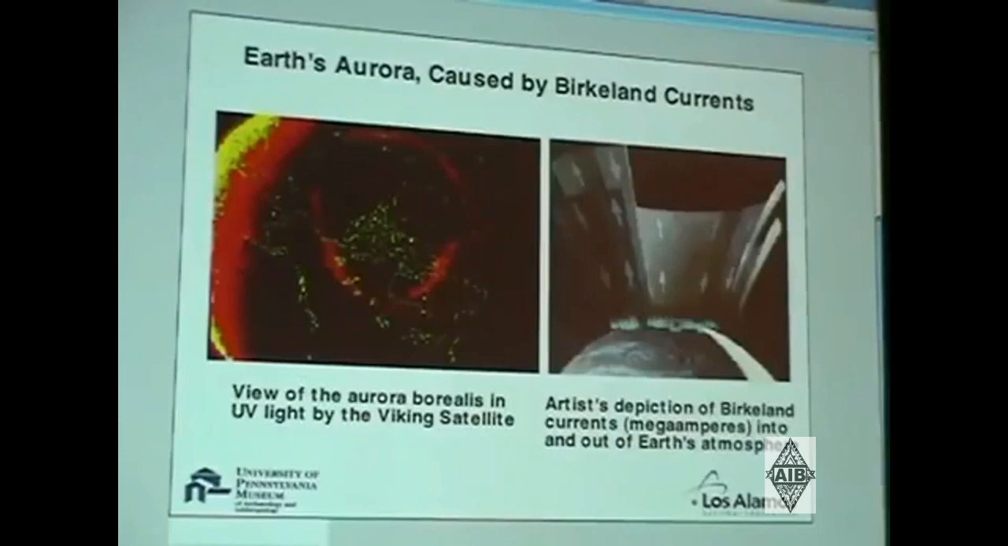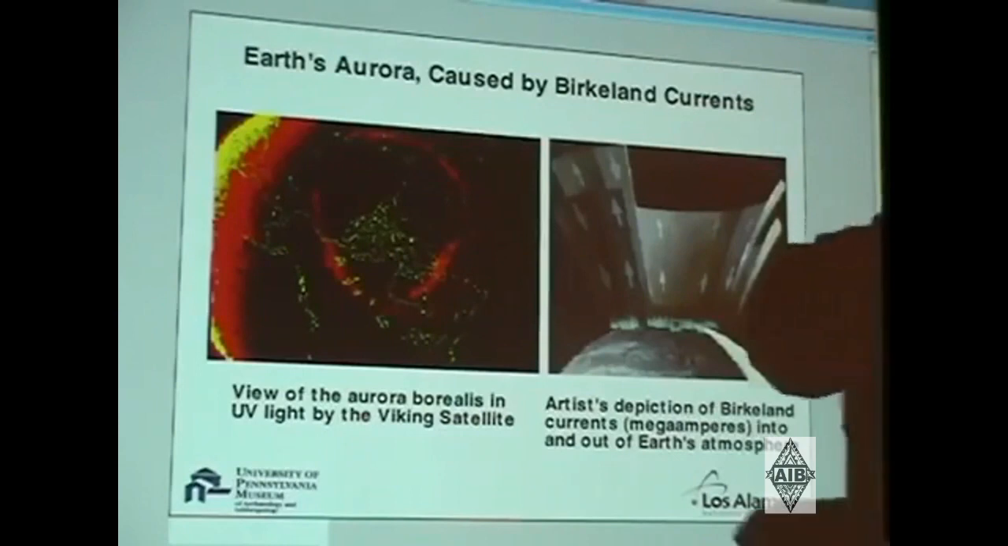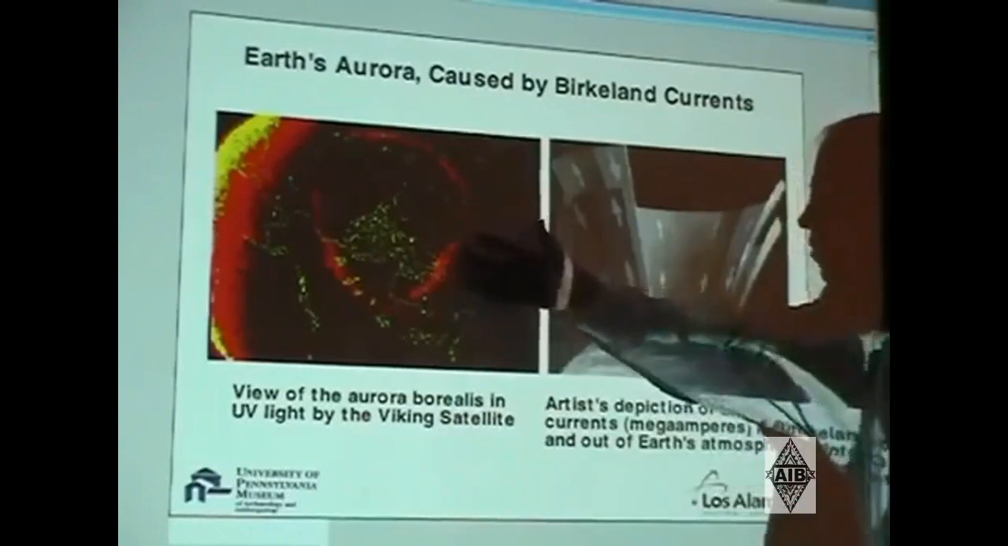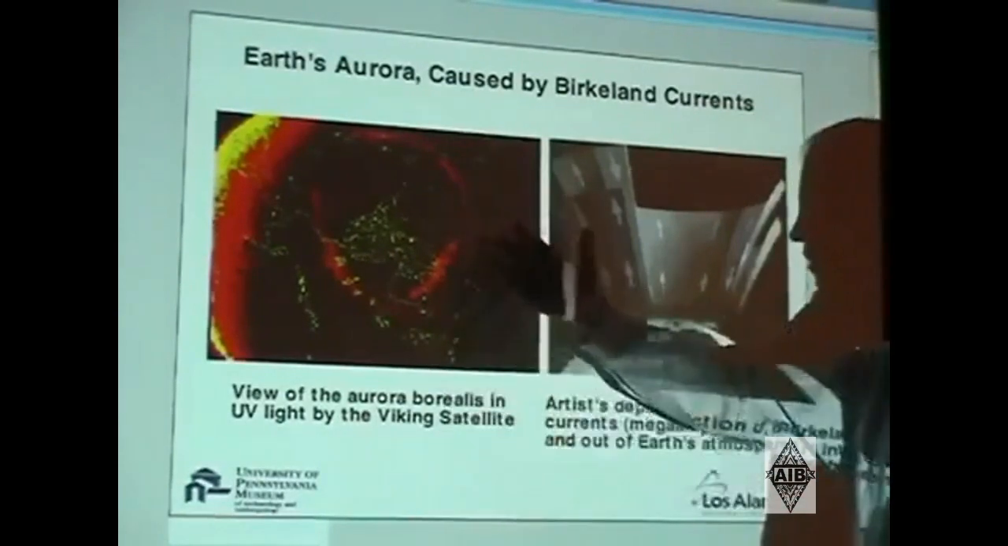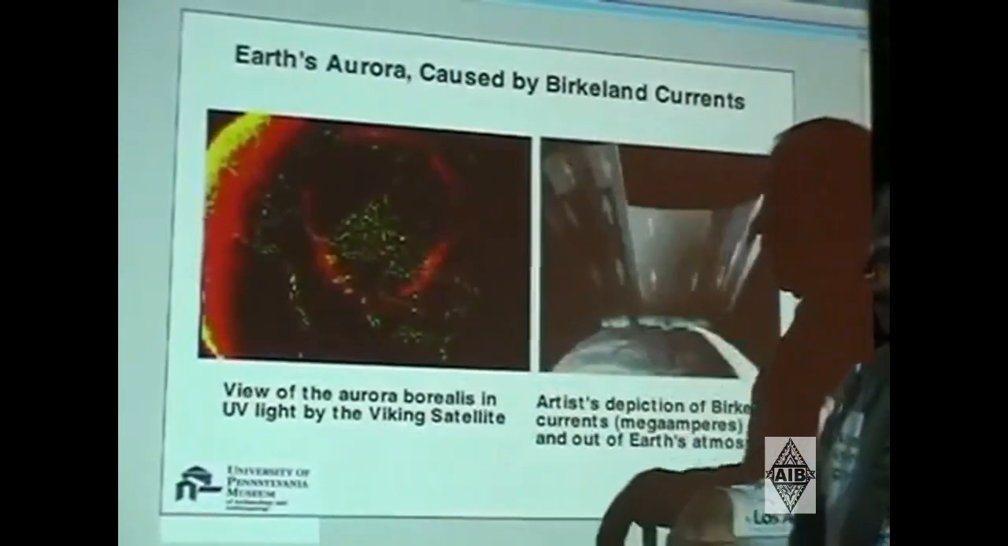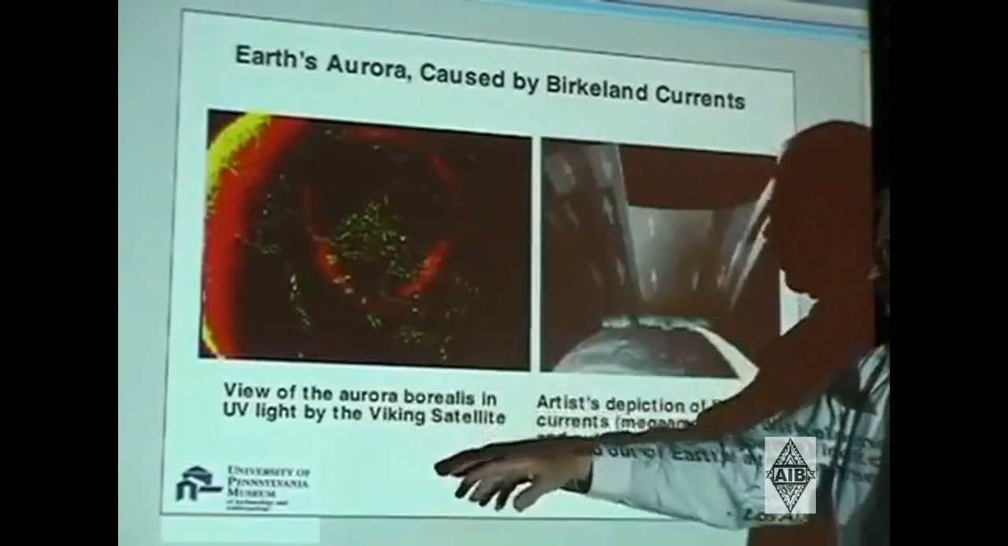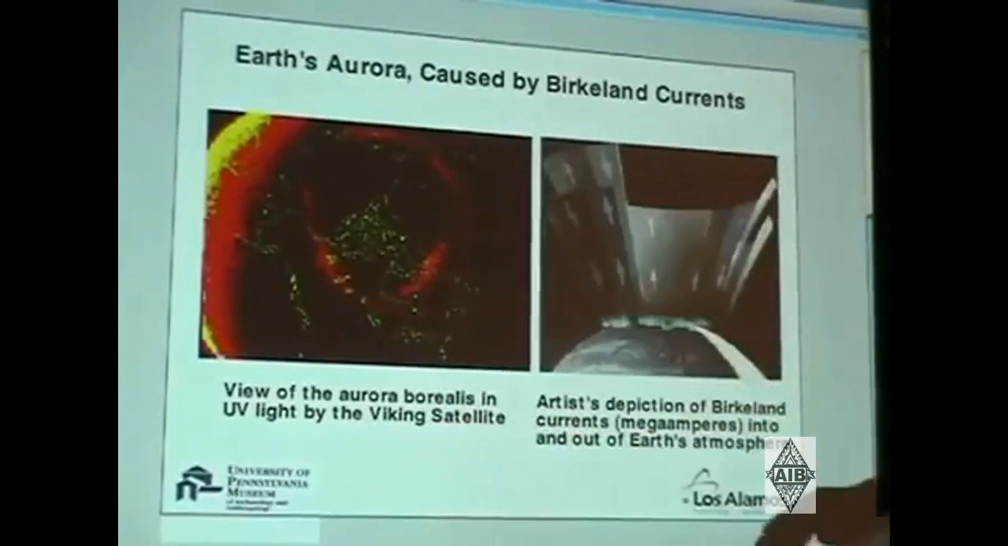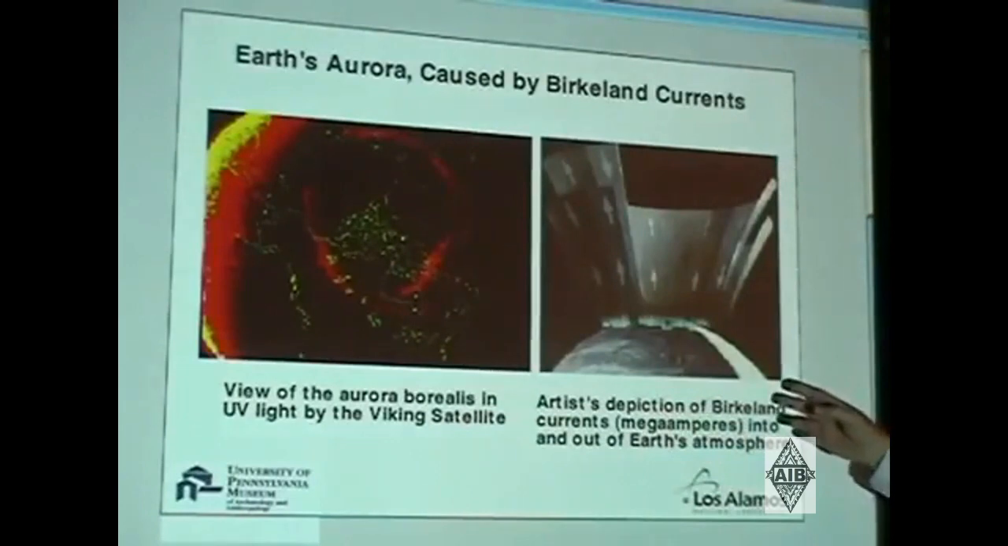Let me start out by talking about the Earth's aurora, which is caused by Birkeland currents. Here's a view of the aurora borealis, the northern aurora. There's a southern aurora australis that don't occur at the same time. And this is seen in ultraviolet light by the Viking satellite. And here's an artist's depiction. I got this from Johns Hopkins Applied Research Laboratory, which sends rockets up to photograph this.